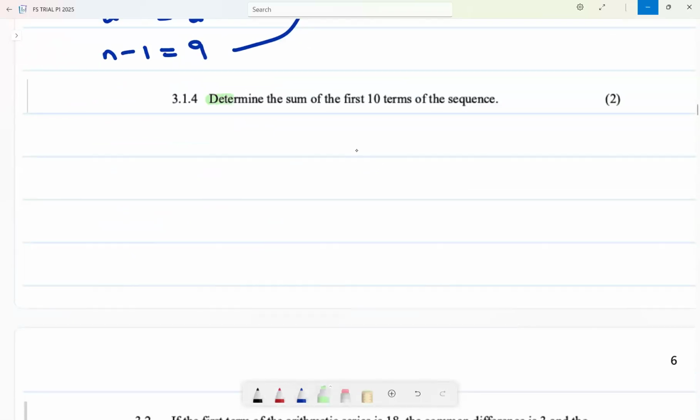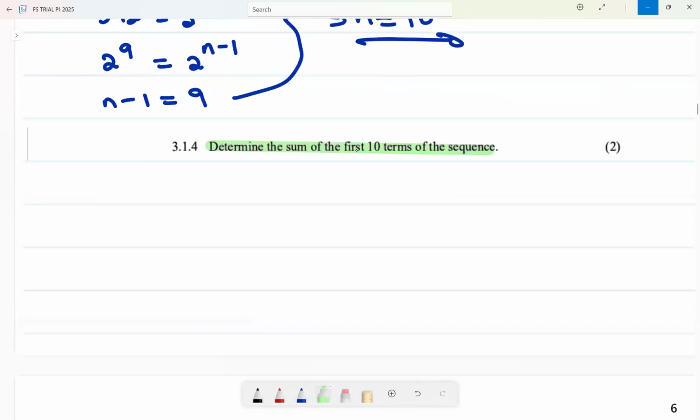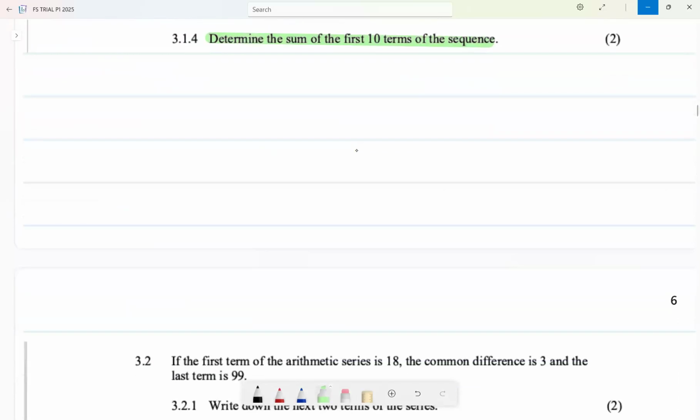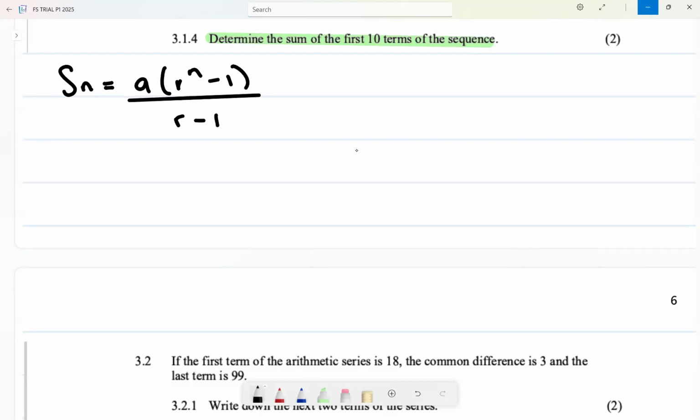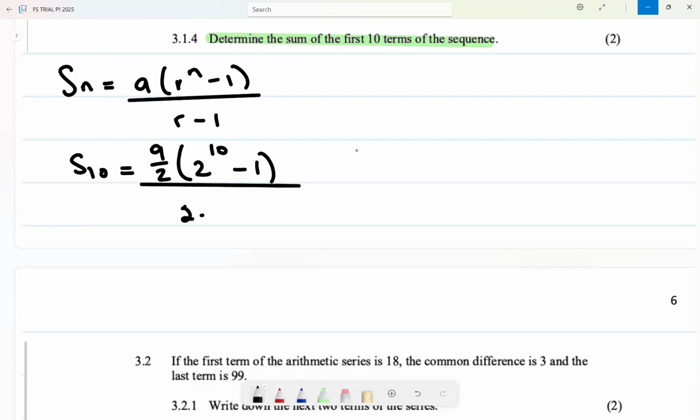3.1.4. Determine the sum of the first 10 terms. Okay, this is not difficult. Remember, Sn is equal to A times (R to the power of n minus 1), all divided by R minus 1. For the sum of 10 terms, it's going to be the first term 9 divided by 2, and then 2 to the power of n, and we know n is 10, minus 1, divided by 2 minus 1.